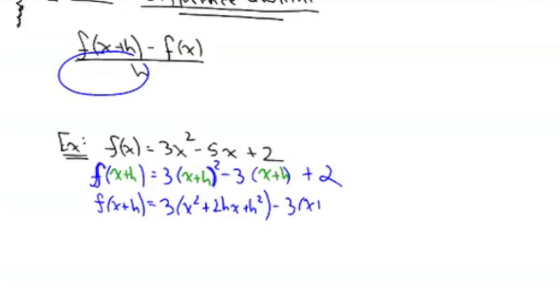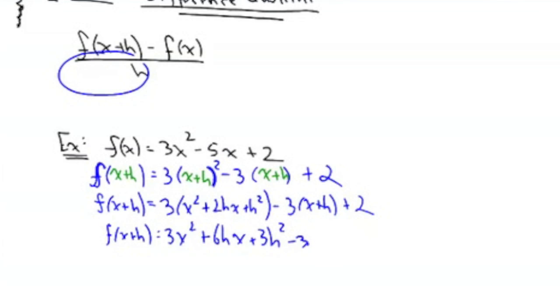And I'll leave the rest alone for now. I like doing all my distribution at one time. All right, and then you distribute. So you get f of x plus h is equal to 3x squared plus 6hx plus 3h squared. You know what's funny? The biggest mistake for people here is that h squared. They forget to give it the number that's in front. They'll distribute to the first two, and they'll forget all about the third one. I think people are used to distributing over binomials rather than trinomials, so try to be a little bit careful. Then the minus 3 goes through, so you get minus 3x minus 3h plus 2.